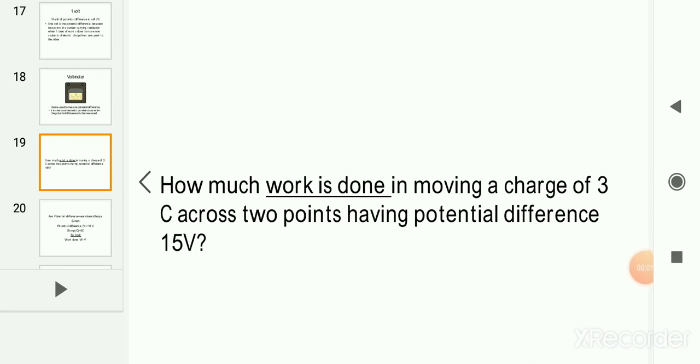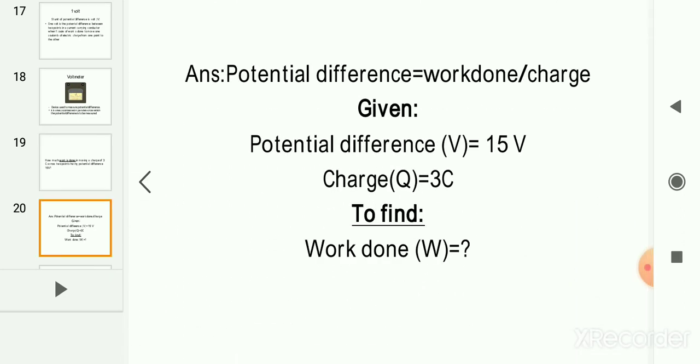Now I will explain a problem. See the problem: what is given and what is to be found. How much work is done in moving a charge of 3 coulombs across 2 points having a potential difference of 15 volts? Potential difference V is equal to 15 volts. Charge Q is equal to 3 coulombs. To find the work done, W.